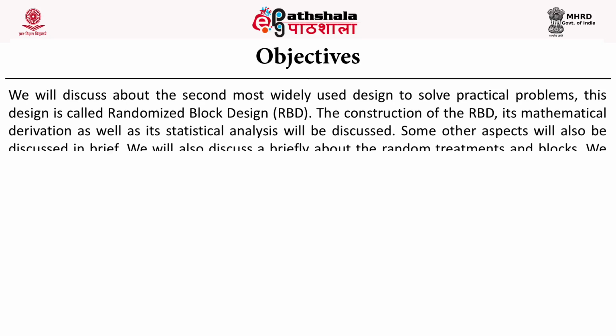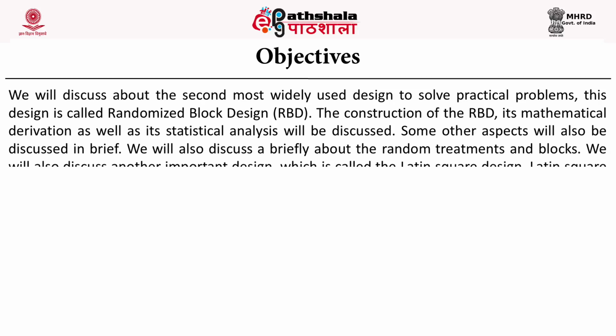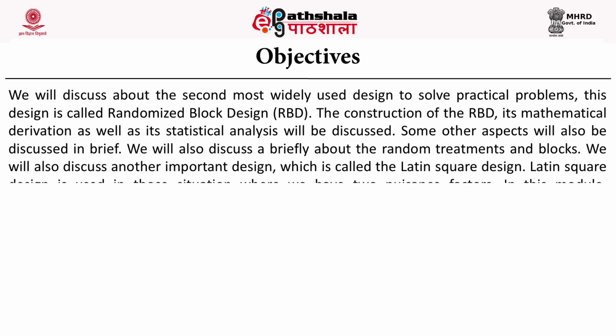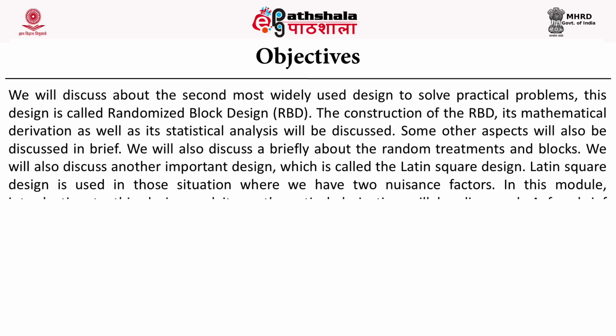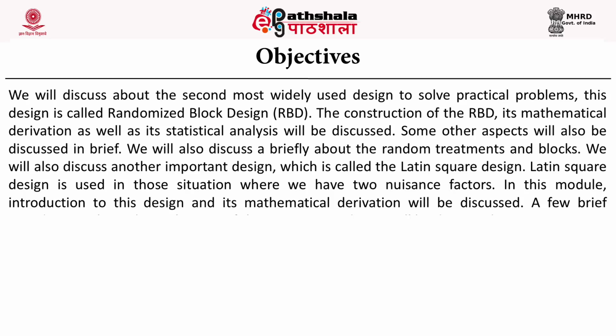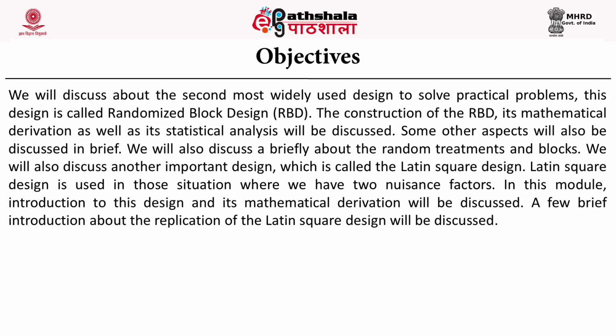The construction of the RBD, that is mathematical derivation, as well as its statistical analysis will be discussed. Some other aspects will also be discussed in brief. We will also discuss briefly the random treatment and blocks. We will also discuss another important design, which is called the Latin square design. Latin square design is used in those situations where we have two nuisance factors. In this module, an introduction to the design and its mathematical derivation will be discussed. A brief introduction about the application of the Latin square design will also be discussed.